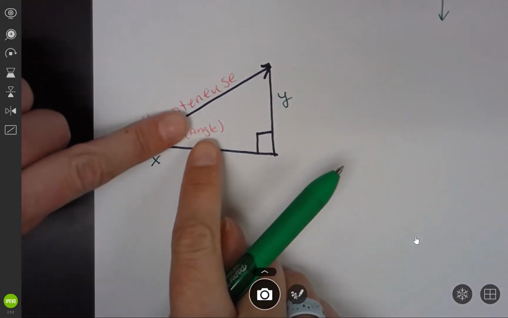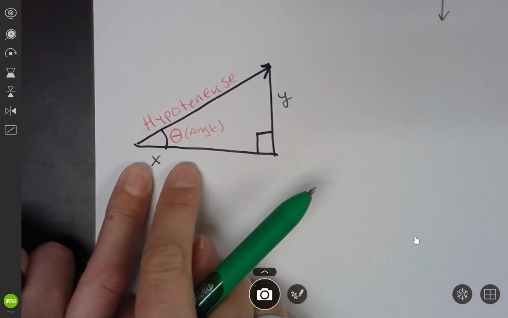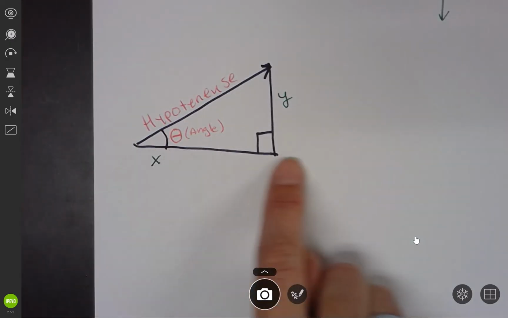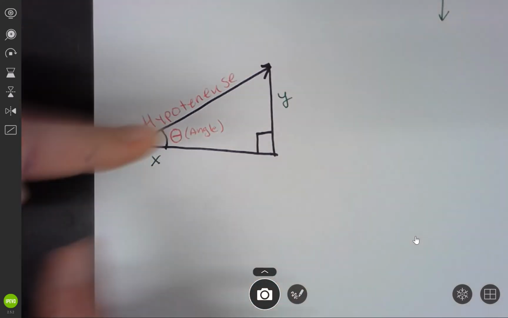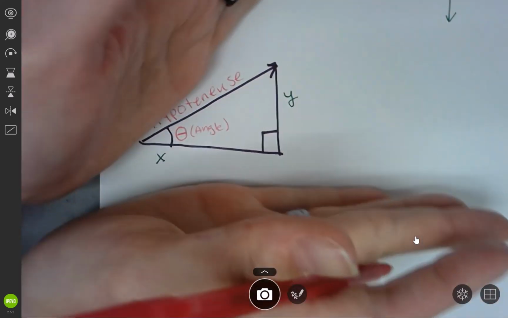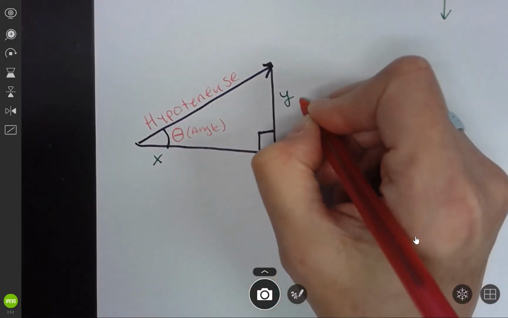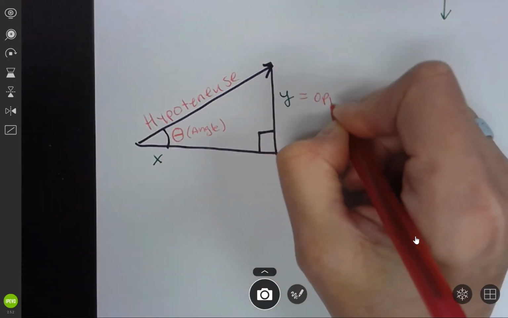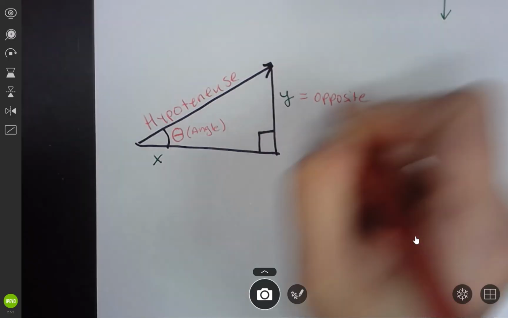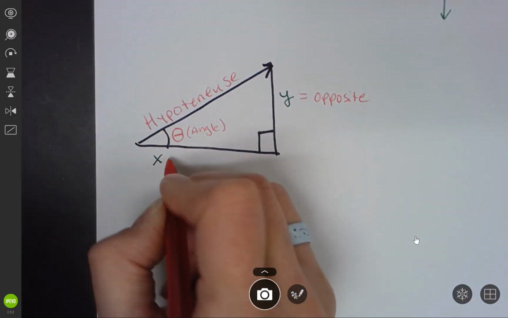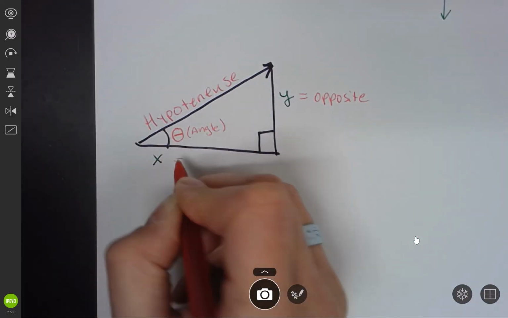Now, when we look at this angle, we can determine that one of these legs of my triangle is right next door and the other is opposite it. Opposite it, like it's going to get eaten right here. The opposite side, in this case, is y. And right next door to it, x, we call that adjacent.